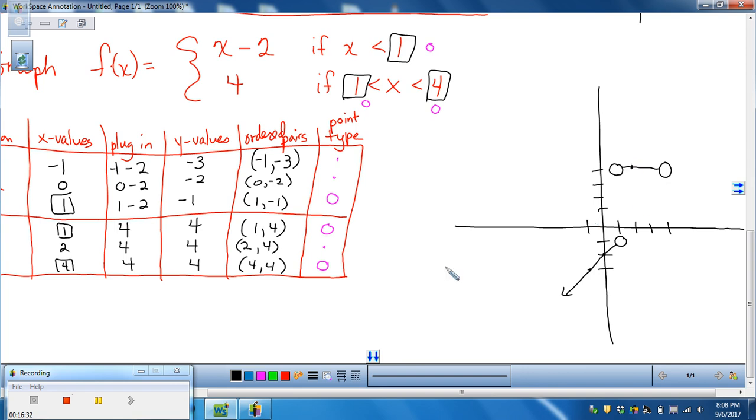This is our piecewise function. Notice it only had 2 equations, so we only have 2 parts. If it has 3 equations, you have 3 parts. If it has 4 equations, you have 4, etc.